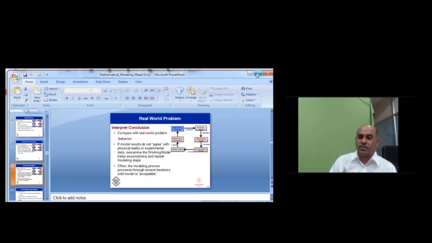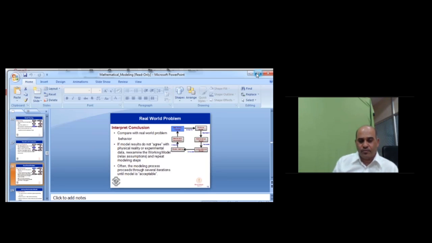So often the modeling process proceeds through several iterations until the model is accepted. Don't expect that in the first iteration you will get the correct result. That's the importance, that's the advantage of modeling. In modeling, you can repeat the whole exercise a number of times. That is not possible on the physical plant. Unless you are satisfied with the result I am getting, repeat the same procedure. So this is the tentative procedure for any system to be modeled in a mathematical way.